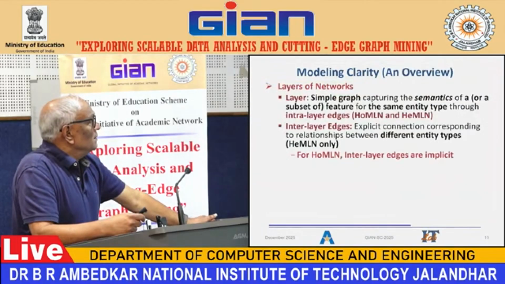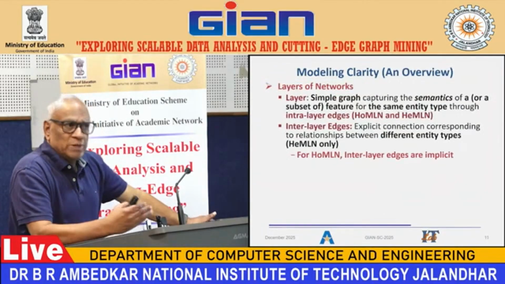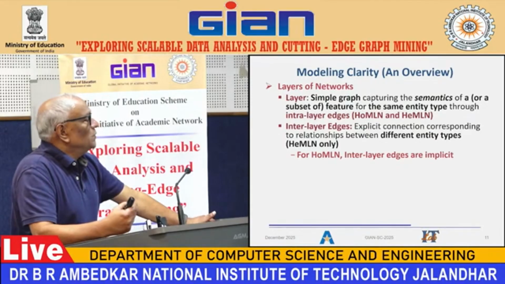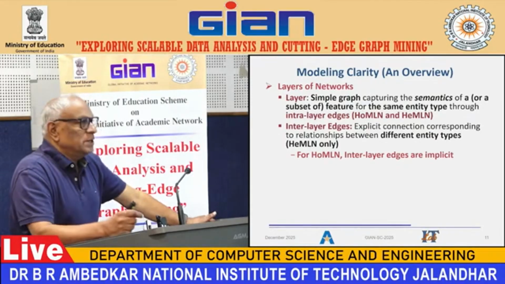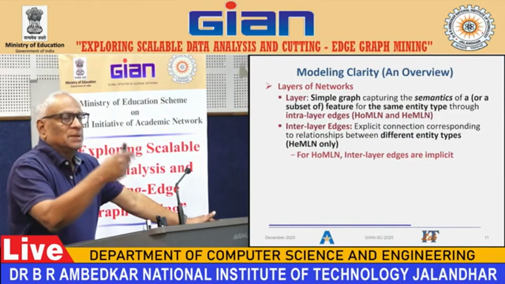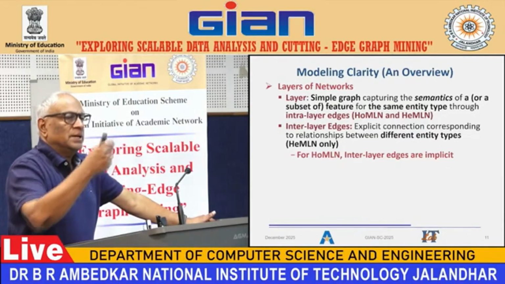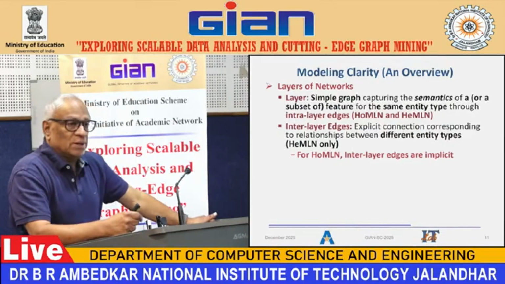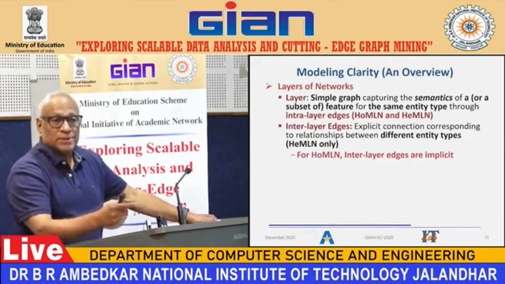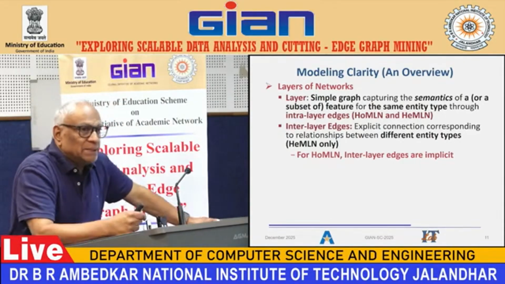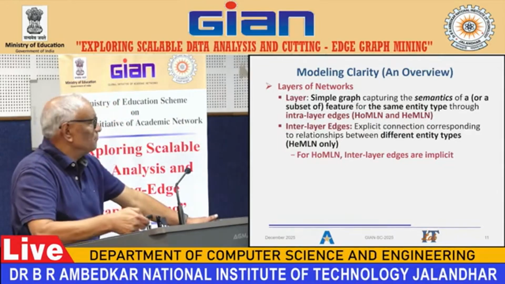So modeling clarity, a layer is a simple graph, so we know that. It captures the semantics of a subset of features of the same entity type through intra-layer edges. So we differentiate between intra-layer edges, that is edges within a layer, and interlayer edges across two layers. For HOM MLNs, interlayer edges are not shown because the entity sets are the same. So you assume that every node has an implicit edge from one layer to another layer.